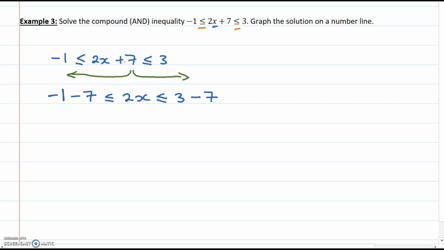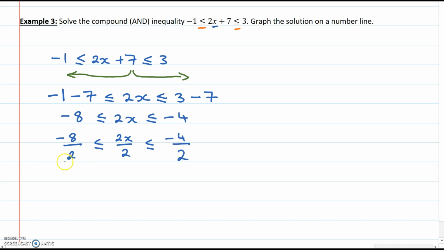So let's tidy up what we have on the edges here. -1 minus 7, that's -8, is less than or equal to 2x, is less than or equal to 3 minus 7, which is -4. Okay. And now we have 2x in the middle, we simply want x. So we're just going to divide by 2. So we'll divide everything by 2. So -8 divided by 2 is less than 2x divided by 2 is less than or equal to -4 divided by 2.